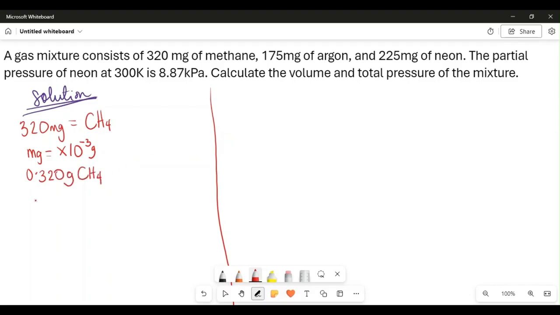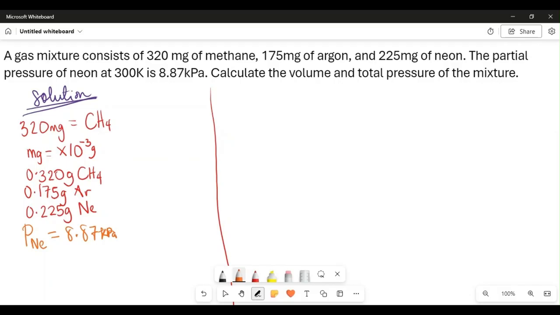Now we also have the next one, which is 0.175 grams of argon, which is the same thing as 175 milligrams, and then 0.225 grams of neon. So having this information down is critical. The next thing we have to understand is that we are told the pressure of neon, which is 8.87 kilopascal, right? That's the thing that you've told us.